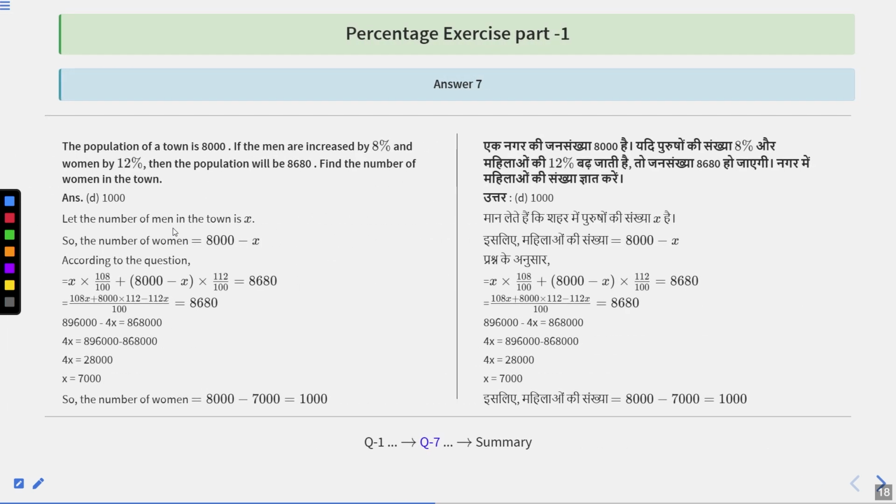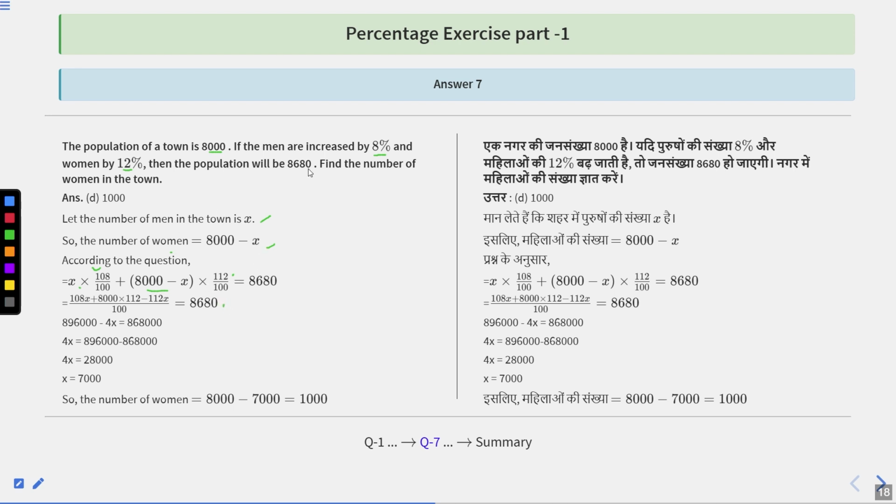Now, let the number of men in the town be X. Total population was 8,000, so the number of women is total minus men, that is 8,000 minus X. Men are increased by 8%. That means X into 108 upon 100, because there is an increment of 8%, plus women are 8,000 minus X, but the population of women is increased by 12%. So that is into 112 upon 100.